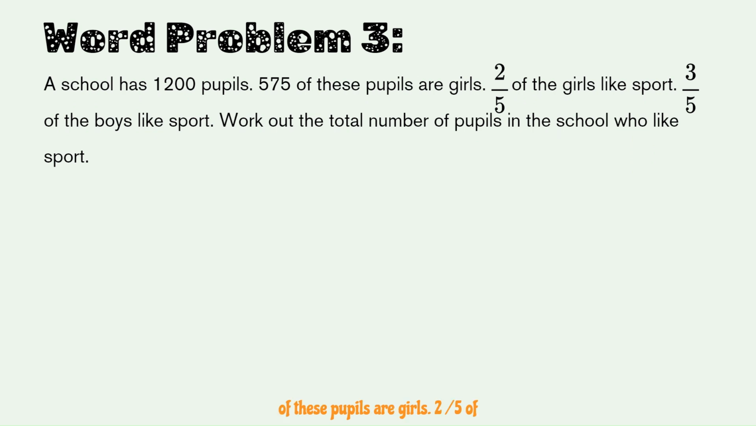Our last question is, our school has 1,200 pupils. 575 of these pupils are girls. 2/5 of the girls like sport. 3/5 of the boys like sport. Work out the total number of pupils in the school who like sport.